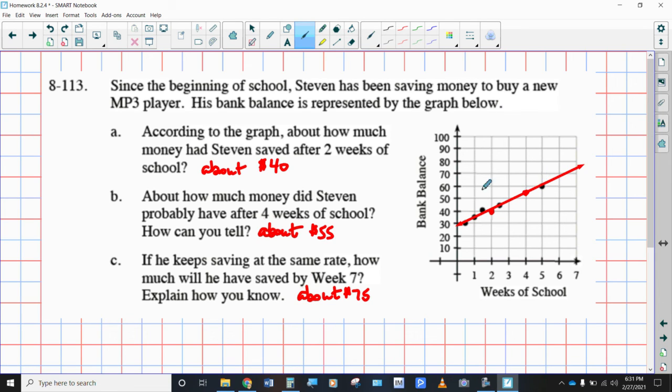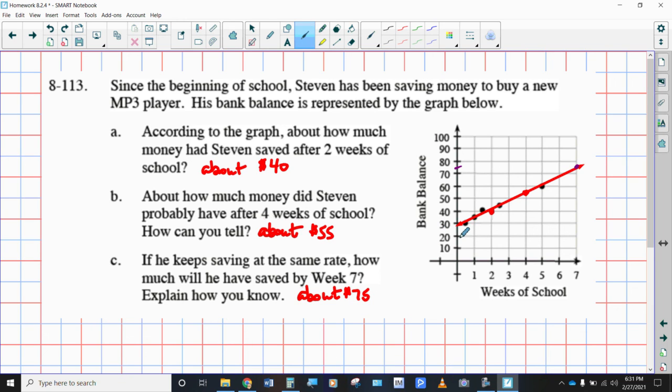So what have I done here? It says, according to the graph, about how much money had Stephen saved after 2 weeks? So here it looks like somewhere around $40. About how much money did he have after the fourth week? It looks like at the fourth week, it's about $55. And if he keeps saving at this rate, about how much money would we expect at the seventh week? We would expect that to be somewhere between 70 and 80, probably about $75.